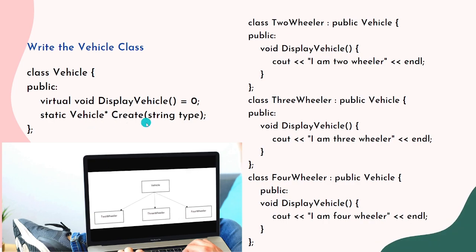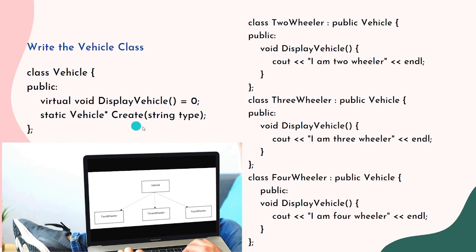A factory method is a static method of a class that returns an object of that class type. But unlike a constructor, the actual object it returns might be an instance of a subclass. Here you can see class vehicle. Inside vehicle, there is a pure virtual function. I mean, when a virtual function is equal to 0, then it is called a pure virtual function. When there is a pure virtual function, then the class will be an abstract class. That means it won't allow us to directly instantiate an object from this class.